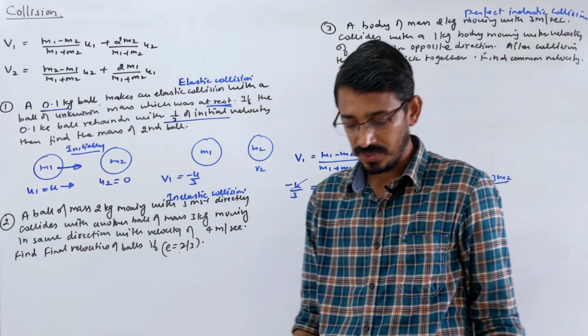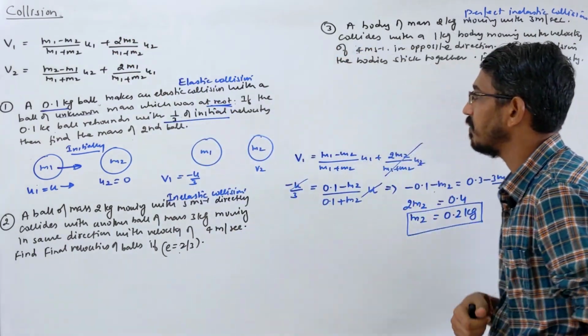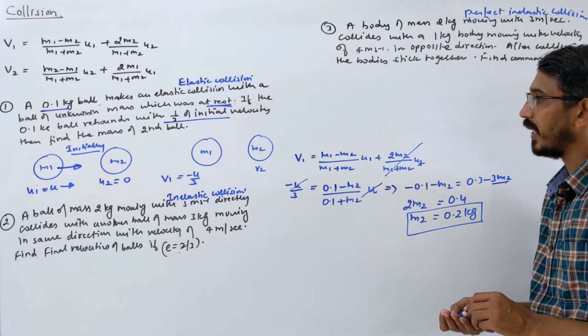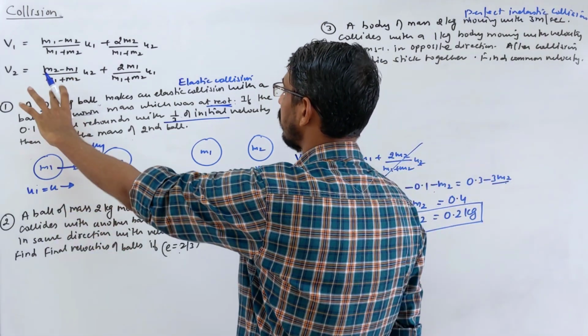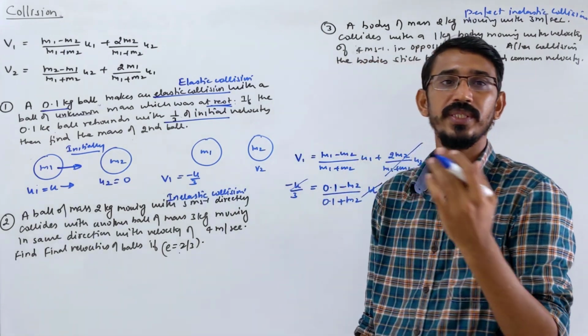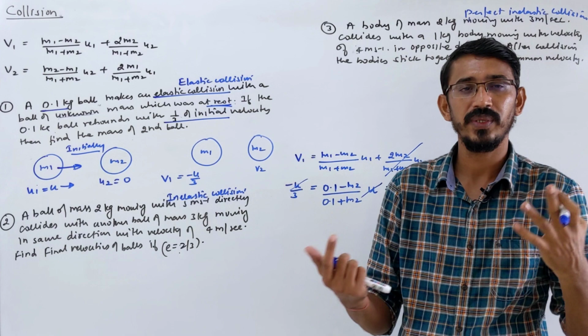The mass is unknown, but you can find it using the final velocities formula. So this is an example of elastic collision. Done. Let's move to the next problem, which is based on inelastic collision. Here they did not mention e. They did not even say the word elastic collision. Sometimes they don't say. If they're not giving the coefficient of restitution, it means we are simply talking about elastic collision.